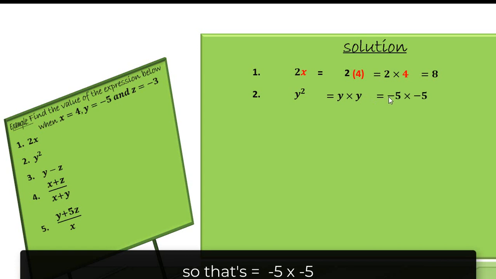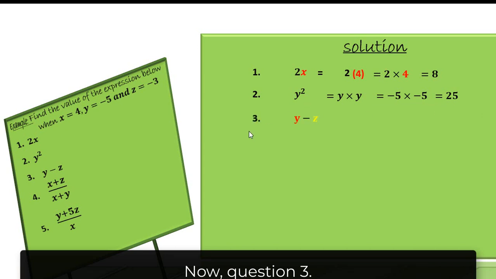So that equals minus 5 multiplying minus 5. So this y is changing to minus 5 here, and this y is also being replaced by minus y. And you have your answer to be minus 5 multiplying minus 5. That is plus 25. Positive 25.